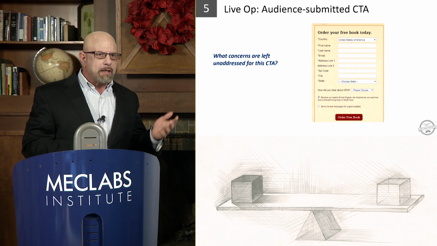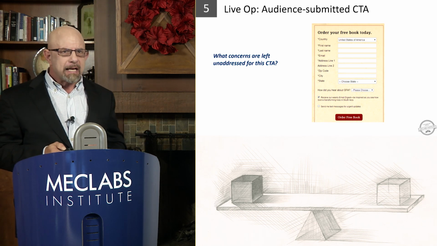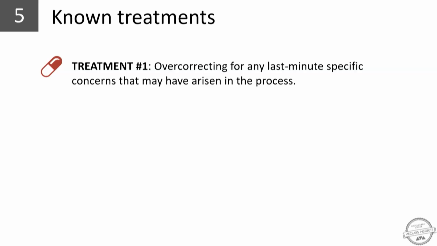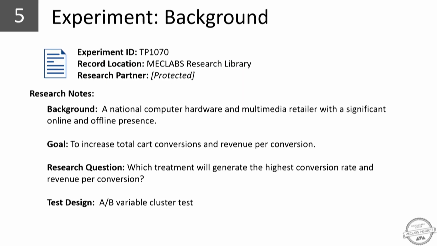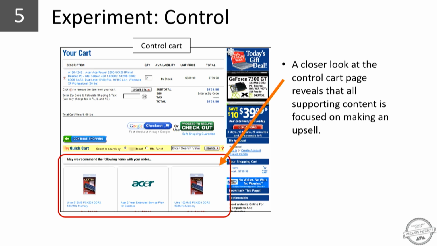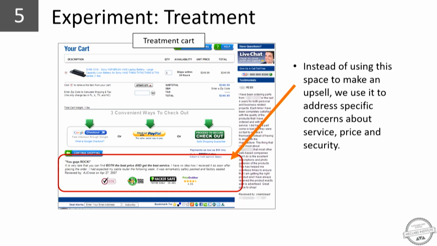So how do you fix such things? Well, overcorrecting for any last-minute specific concerns. Here's an example. Test protocol 1070, national computer hardware, multimedia retailer with significant online presence. The goal is to increase total cart conversions and revenue per conversion. Oh, wait a second. You mean this ugly page belonged to a big retailer? Yes, a national retailer. You'd know their name instantly. And yes, this was the upsell in the cart. And as you know, we took the upsell out and reassured the customer.